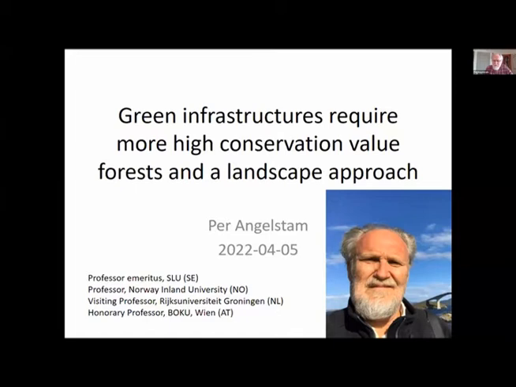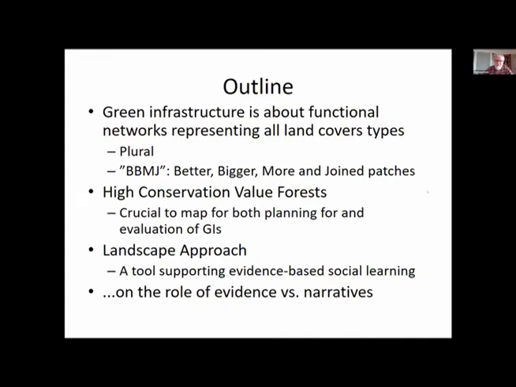I will focus on three aspects: green infrastructure, and that requires high conservation value forests, more than what we have actually, and also a landscape approach. So my outline is that, as you all know, I hope, green infrastructure is about functional networks representing all the land covers or ecosystems, in both terrestrial, aquatic and marine systems.